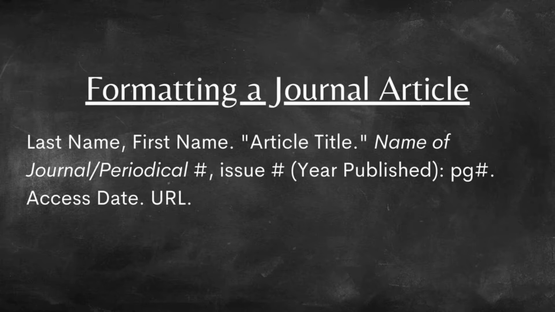And then finally, we come to formatting a journal article. So for that, you would give the last name, comma, first name, period. The article title would go in quotation marks. The name of the journal or the periodical would be italicized. And you would also give the volume number there. And then you would give the issue number after the comma, the year it was published in brackets. Then you give the colon there and you give a page number. You also give an access date and a URL. And again, that access date is just the last time that you actually looked at this particular reference to use in your work, okay? And the URL.